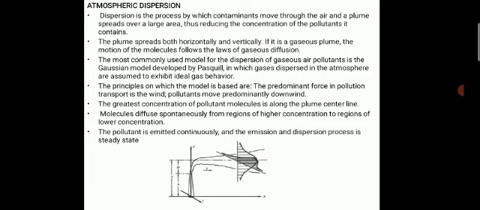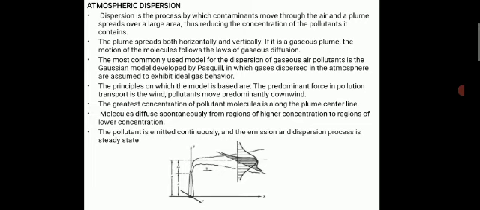Atmospheric dispersion is the process by which contaminants move through the air and the plume spreads over a large area, thus reducing the concentration of pollutants the ambient air contains. The plume spreads both horizontally and vertically. If it is a gaseous plume, the motion of the molecules follows the laws of gaseous diffusion, which is called atmospheric diffusion theory.